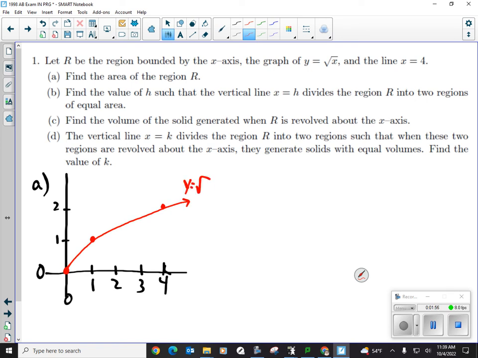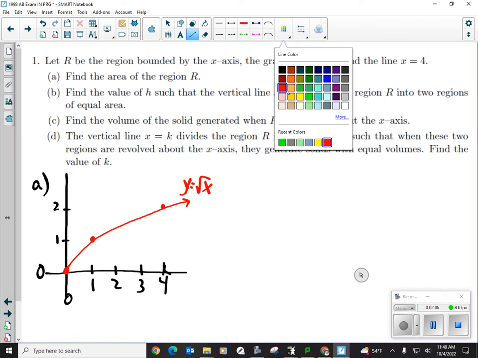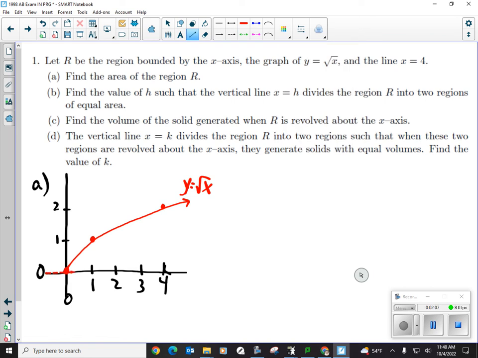Y equals the square root of x. Now, they want us to find the region between the x-axis, which is this right here, the line x equals 4 right here, and my graph of the square root of x. You can see here, we are going to find the area of this part right here.